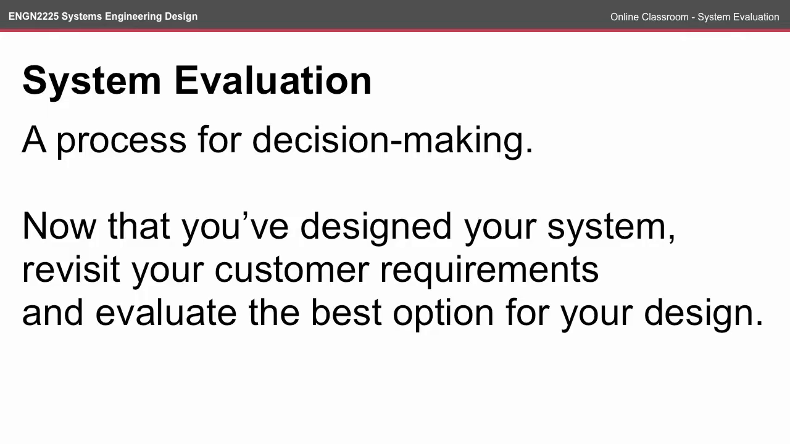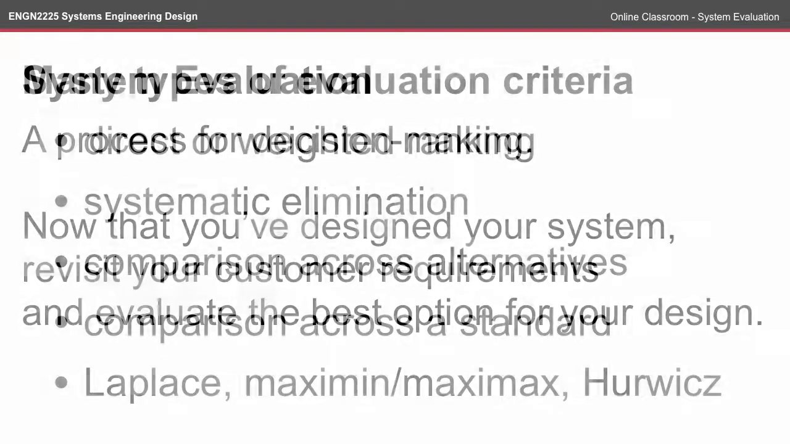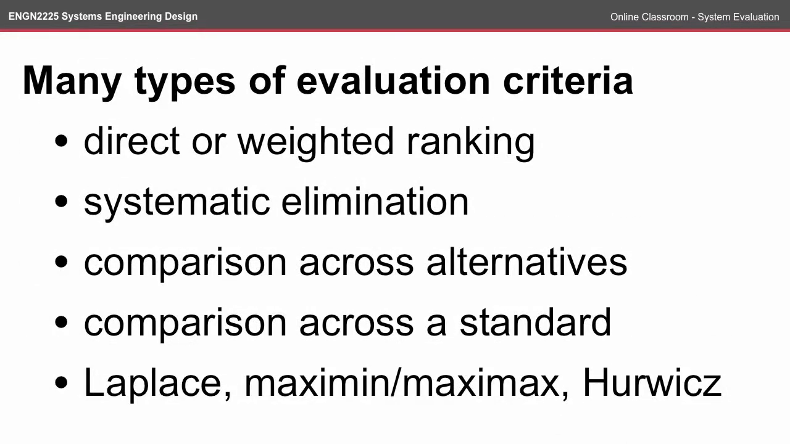Now that you've designed your system, we're going to revisit your customer requirements and evaluate the best option for your design. There are many types of evaluation criteria. You can rank them directly or using a weighting. You could go through a systematic elimination of designs that don't meet certain criteria. You could do a comparison across alternatives, so you could be picking the best of the options that are available to you, or you could be comparing them across a standard. You could also apply some mathematical techniques, such as the Laplace criterion, a maxi-min and a maxi-max criterion, or the Hurwitz criteria. We'll look at those in more detail in ENGN2225.